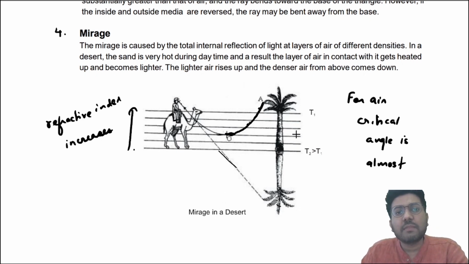Normally you see the image in water, right? So it seems from the distant point that there is water, at a faraway point, right? In a desert, that is how people get confused, because it seems like there is water ahead but there is no water. This image they see is because of total internal reflection from the air. Okay, so this is mirage.